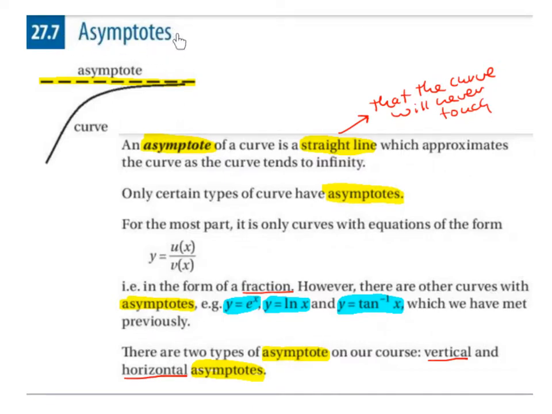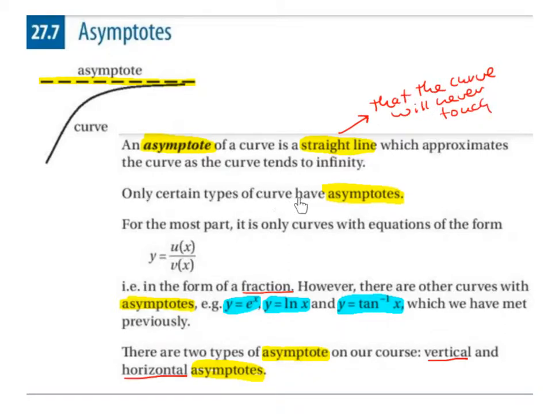Asymptotes. In this sketch, we have an example of a curve and an asymptote. An asymptote of a curve is a straight line which approximates the curve as the curve tends to infinity. It's a straight line, or an invisible straight line, that the curve will never touch.